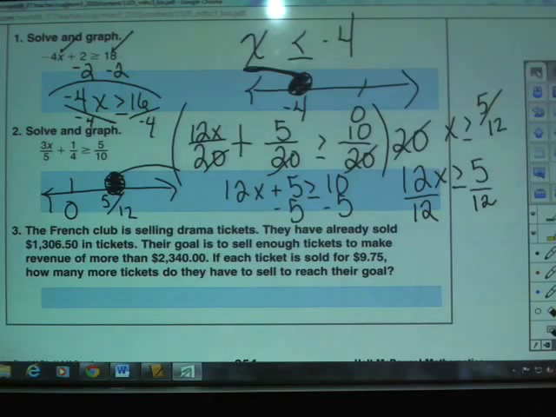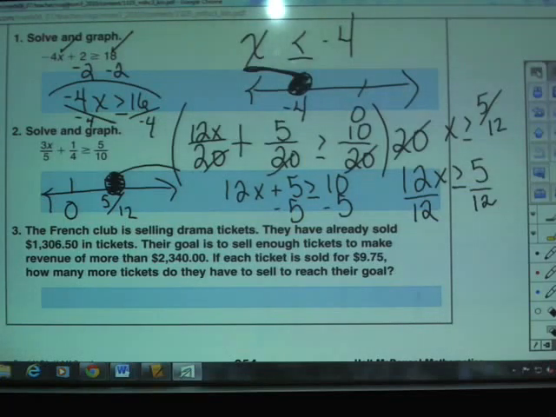All right, let's look at the wrap-up question here. The French Club is selling drama tickets. They have already sold $1306.50 in tickets. Their goal is to sell enough to make revenue of more than $2,340. If each ticket is sold for $9.75, how many more tickets do they have to sell to reach their goal?